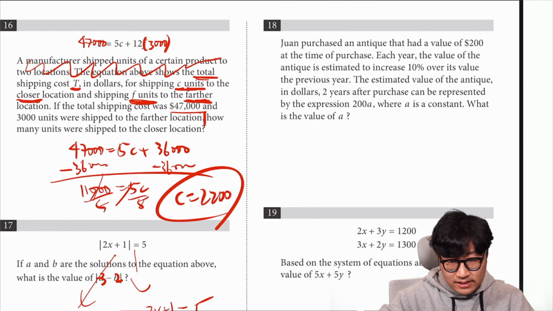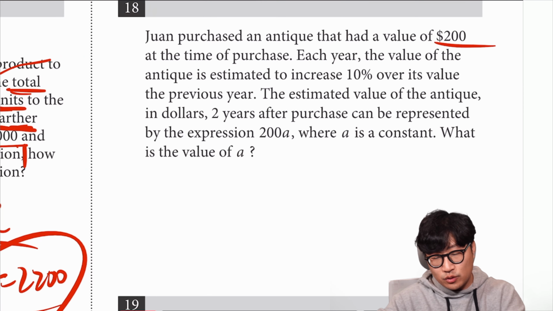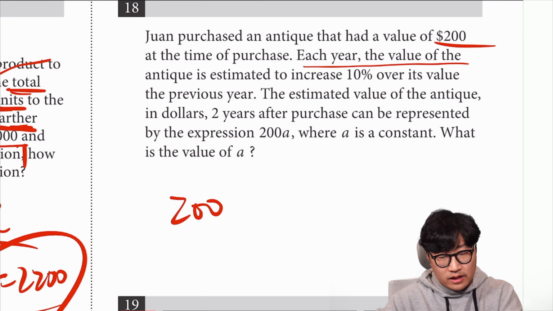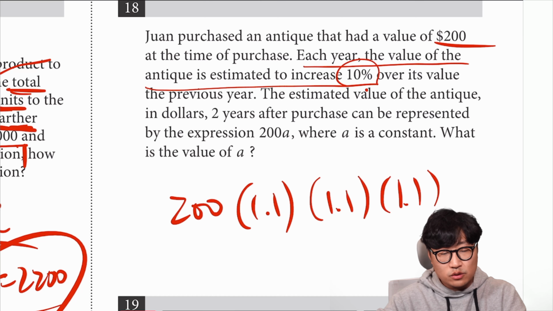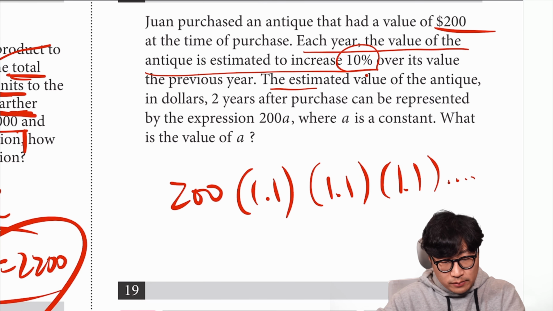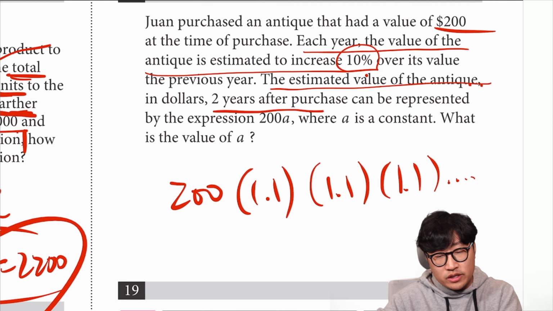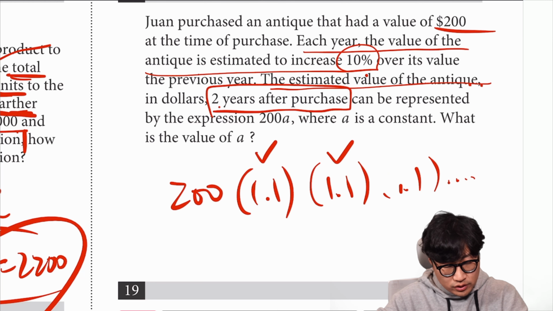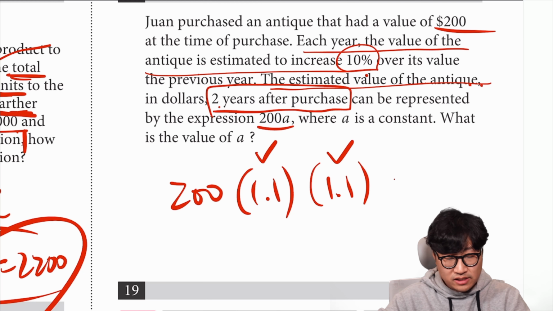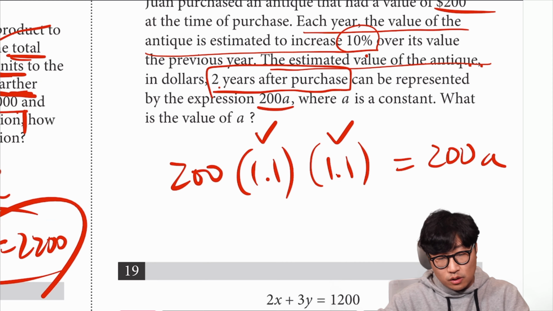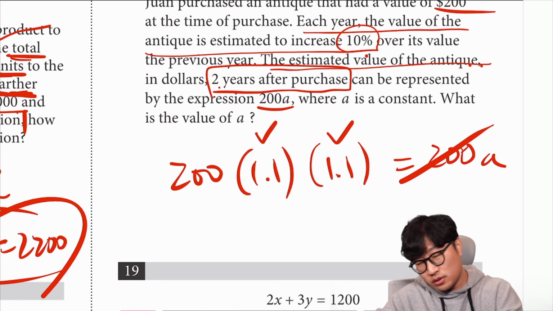And then number 18, one purchases an antique that had a value of $200. And then each year the value is estimated to increase 10%. So multiply 1.1, another 1.1, another 1.1, and so forth, right? So the estimated value of the antique in dollars 2 years after the purchase, so first year, second year, can be represented by the expression 200a. So set this thing equal to 200a. So what's a? Okay, cancel the 200s on both sides.